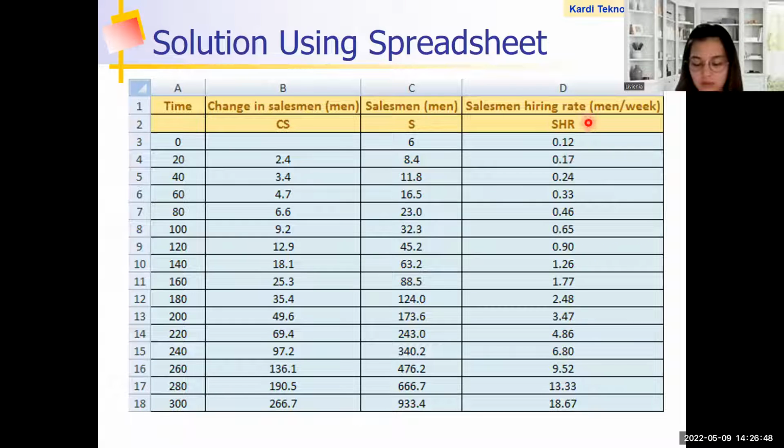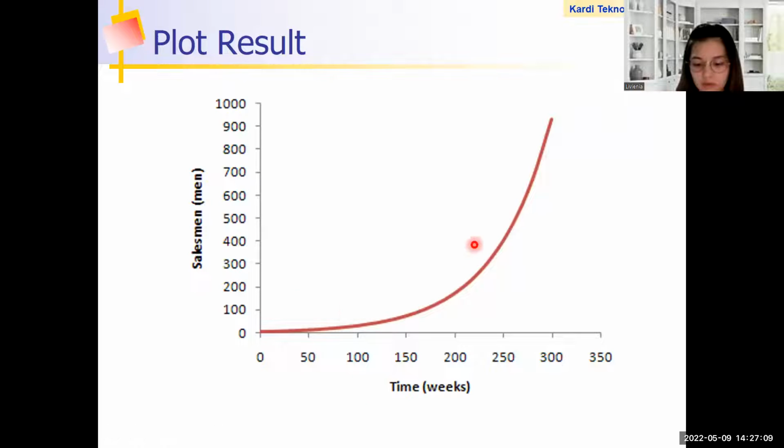Because you know the rate, you can calculate the change by multiplying. What you get, you add to the salesmen, then you accumulate. So you copy down here, and from there you can calculate the number of salesmen. It is actually exponential. So what is this? Positive feedback loop.